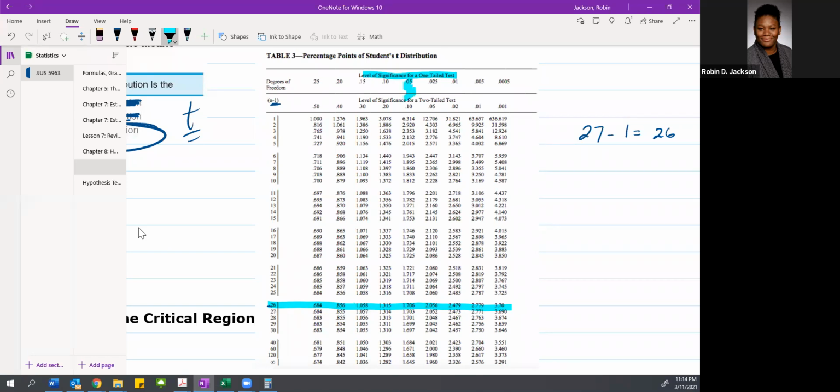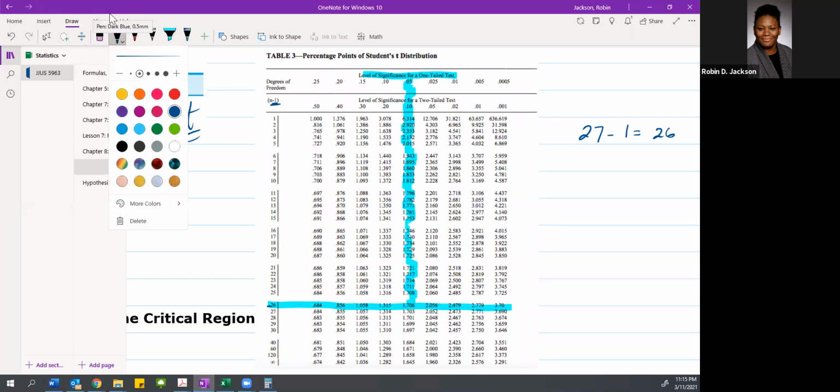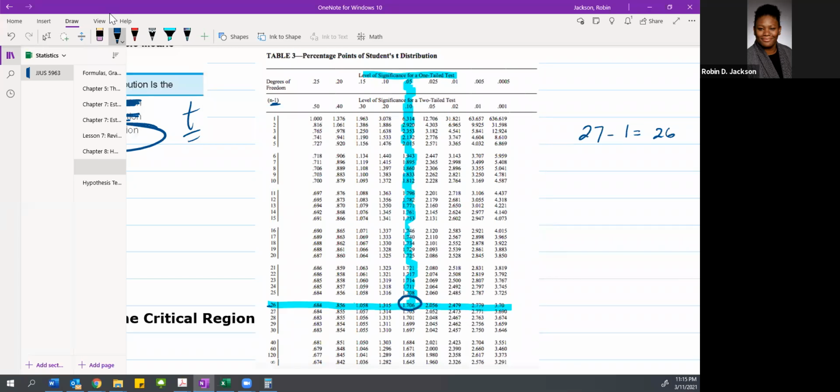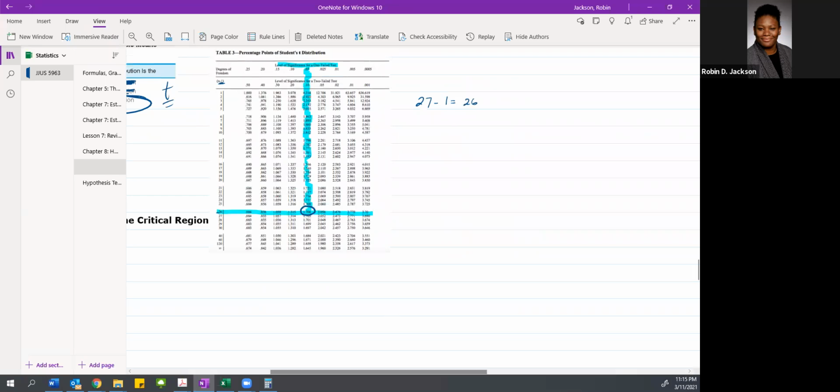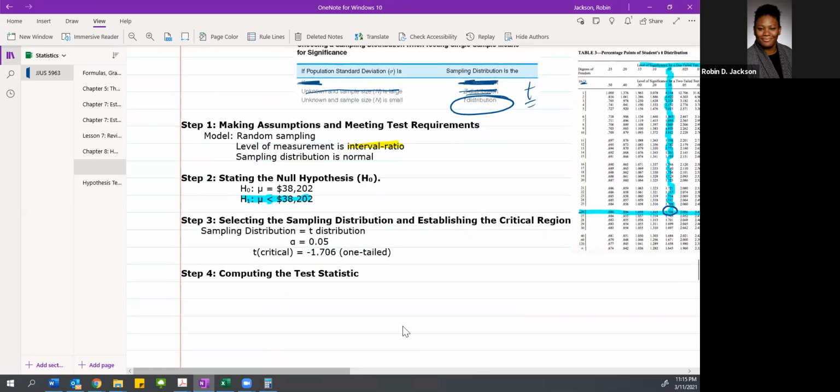So I'm going to highlight until I get here. Really and truly, I could have just come down and I would have found it, but I like for you to be able to actually see everything play out. And so that gives us 1.706. Don't round the number up. Use all 3 numbers. Do not round it up. All right, so let's zoom back out, and we'll come over here and start working on our calculations.